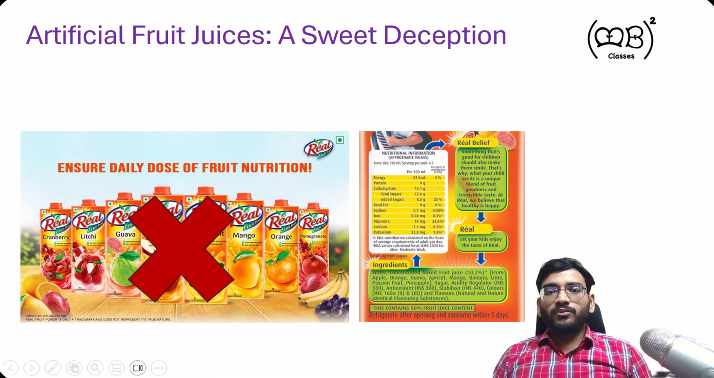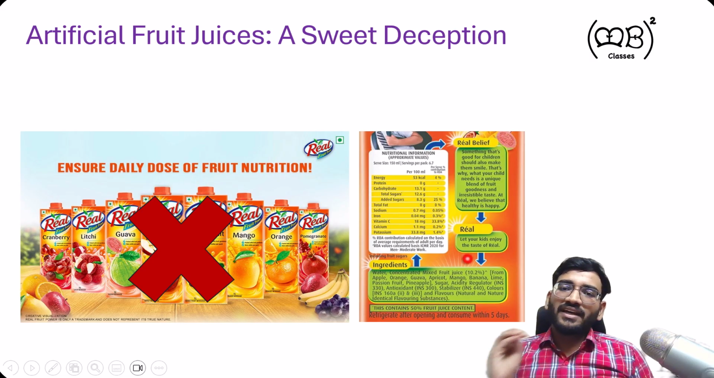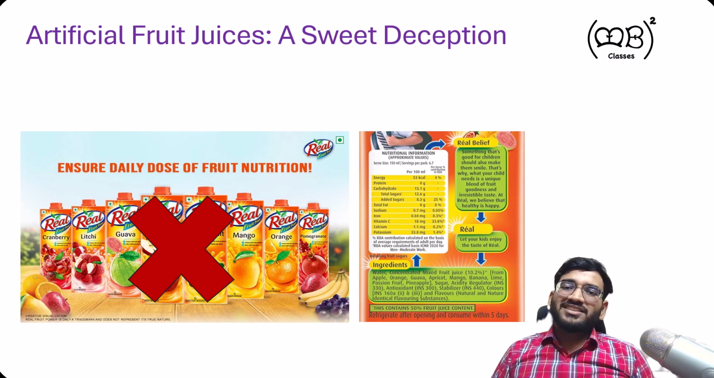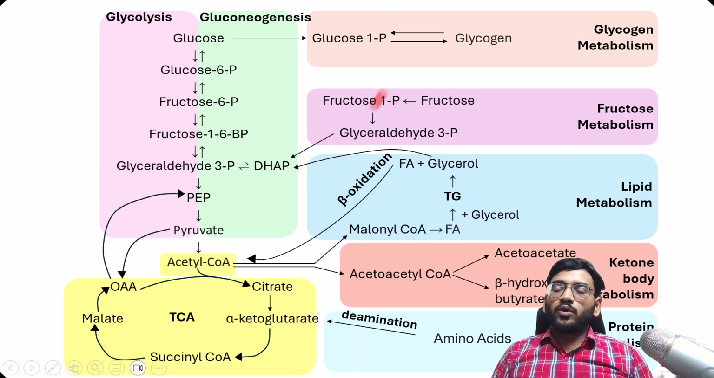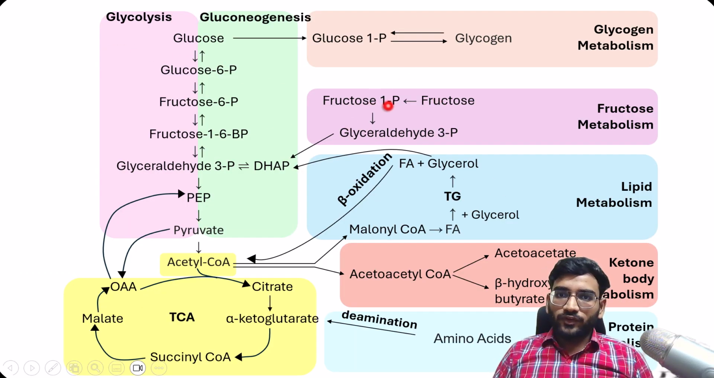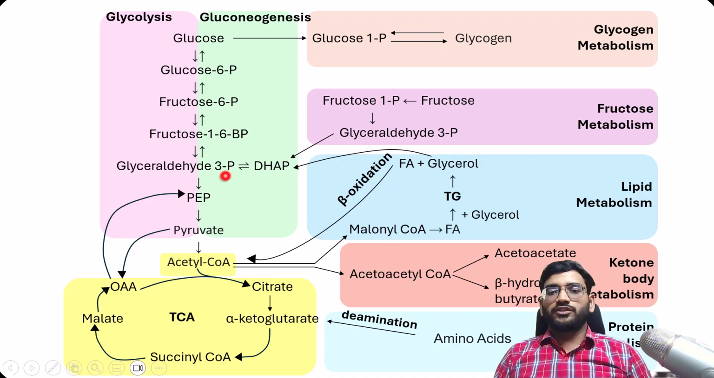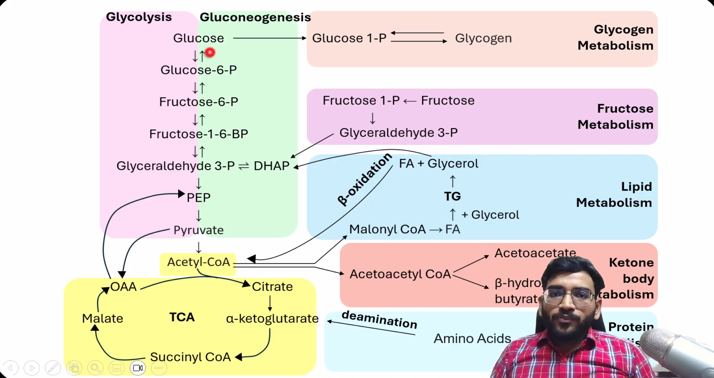Understood? Now we'll come to the third applied aspect, which is fruit juices, which are bad for our body. Why? Because they have a high amount of added sugar, plus highly concentrated corn syrup, which is nothing but fructose. In our pathway, we know that fructose goes to fructose 1-phosphate, which goes to glyceraldehyde 3-phosphate, and it enters directly into the glyceraldehyde 3-phosphate pathway. It bypasses the rate limiting enzyme.